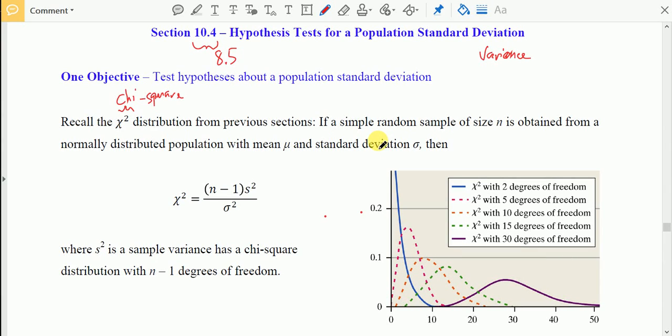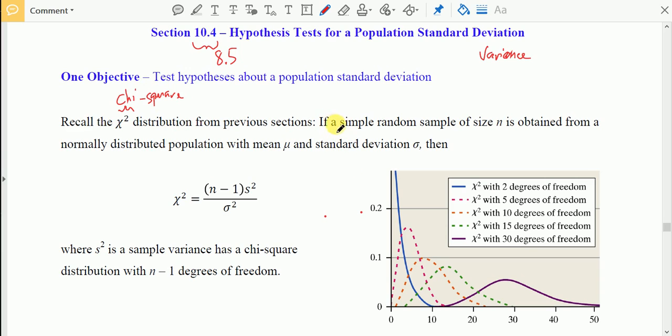So in this video, we will talk about the last section of chapter 8, 8.5 in your textbook, which is the hypothesis test for the population standard deviation or the variance. Now, remember from the first section, we talked about the population proportion, where we must use the Z statistic. For the population mean, we use the student T statistic. And now for the standard deviation or variance, we use the chi-square distribution.